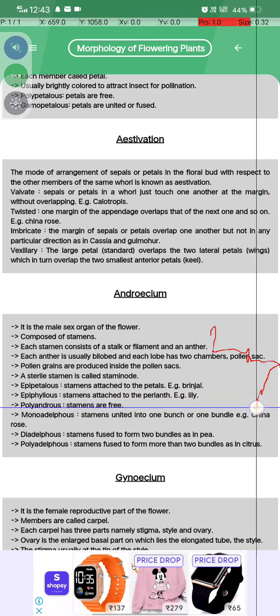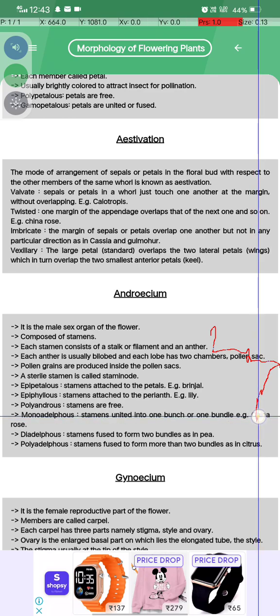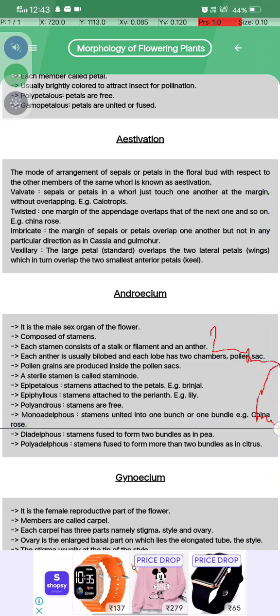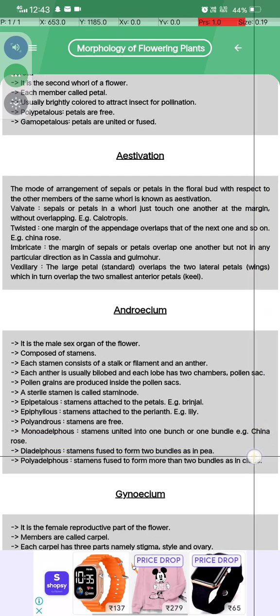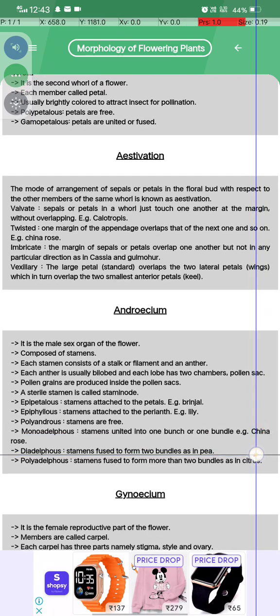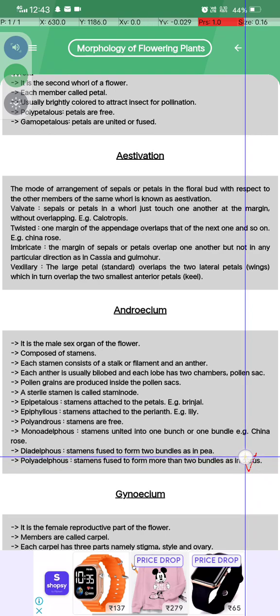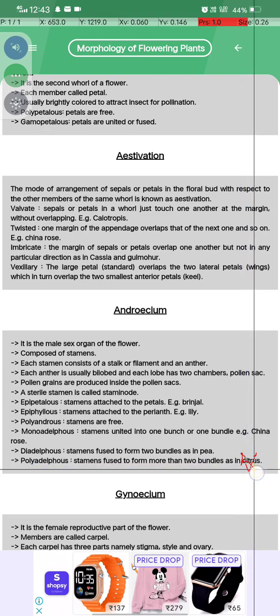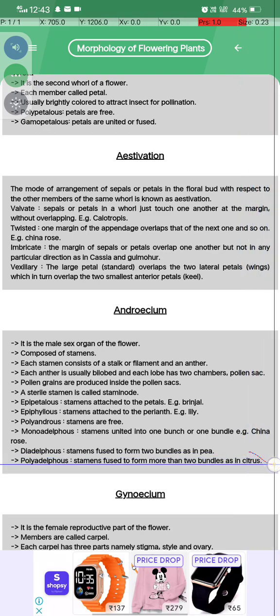Polyandrous means the stamens are free. Monadelphous means the stamens are united into one bundle, example China rose. Diadelphous means the stamens are fused to form two bundles, as in pea. Polyadelphous means the stamens are fused to form more than two bundles, as in citrus.